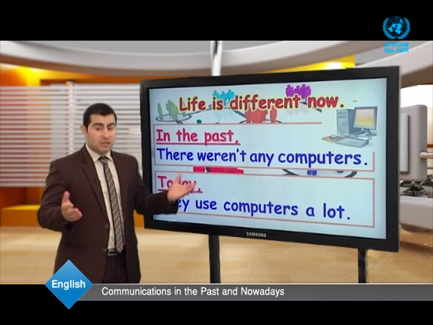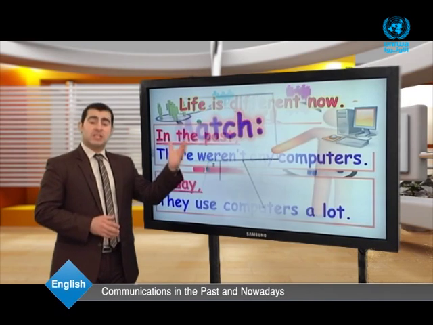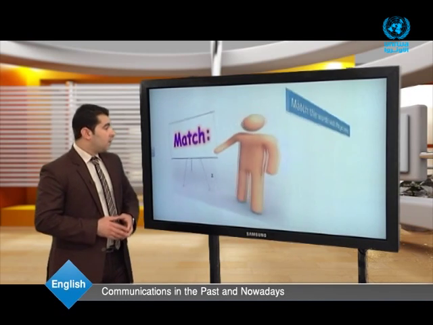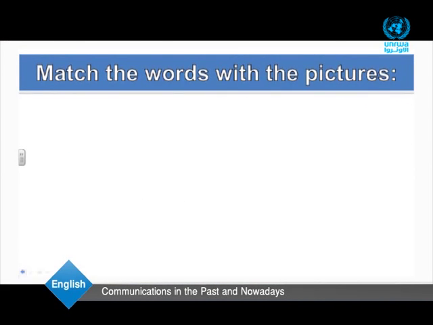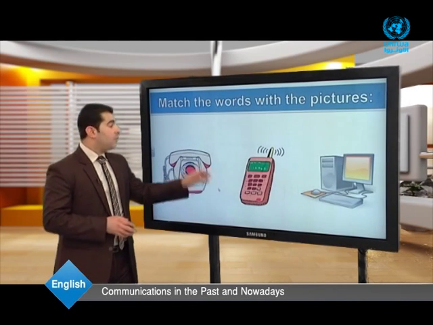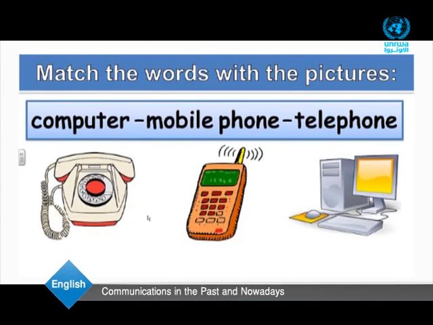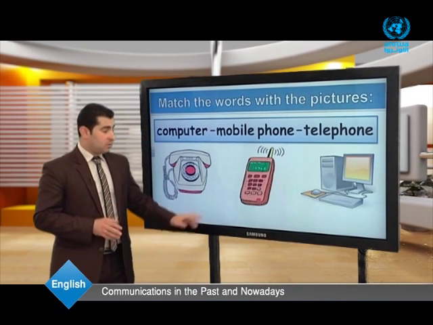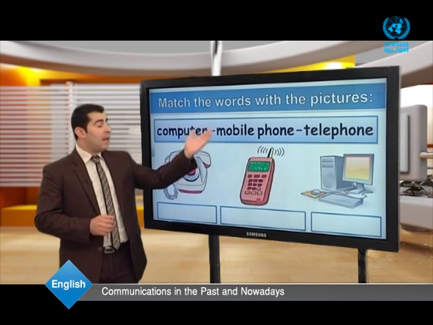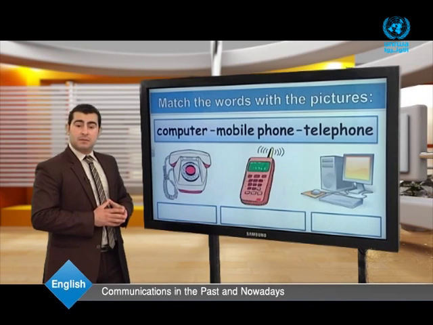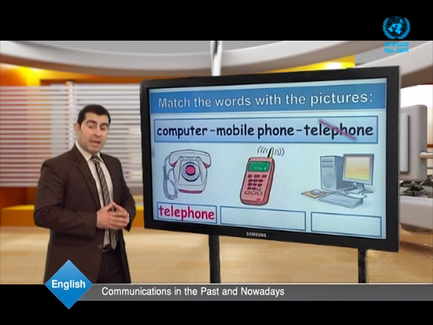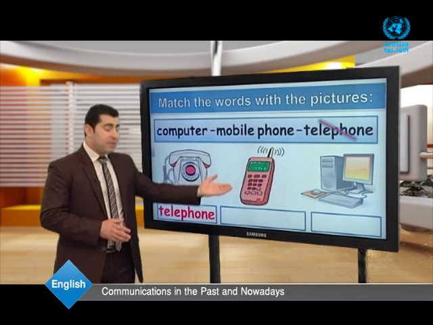Of course not. Now, dear students, let's go to this activity, match. Now look, match the words with the pictures. As you can see, dear students, we have 3 pictures, and here we have 3 words. Now, let's match the word with its picture. Okay, the first one. Here we have computer, mobile phone, and telephone. What is it? Great, of course, it's a telephone. Telephone.